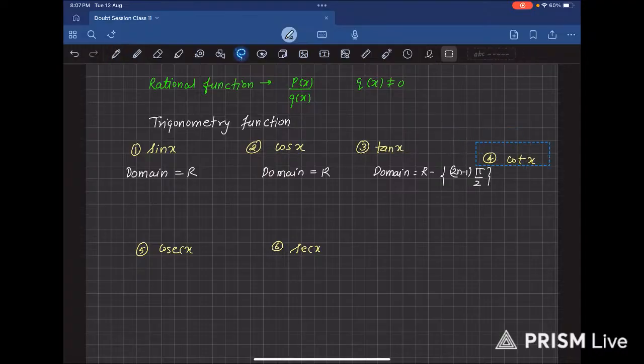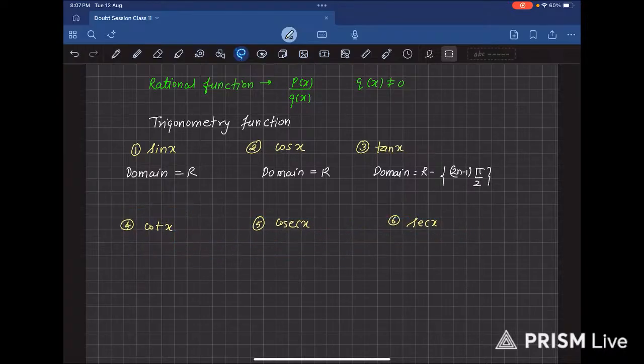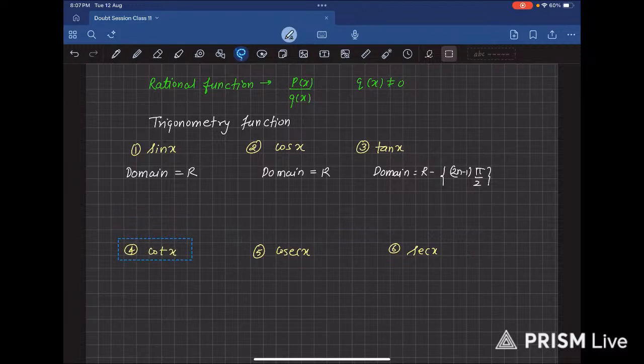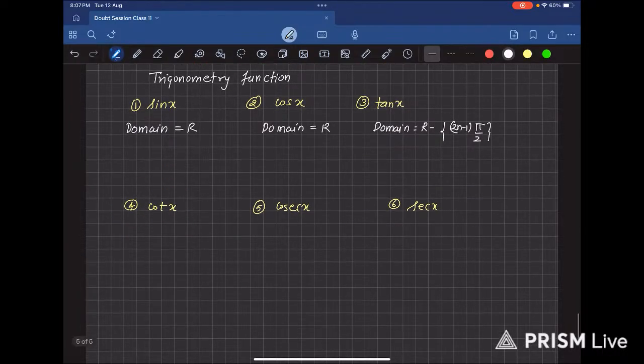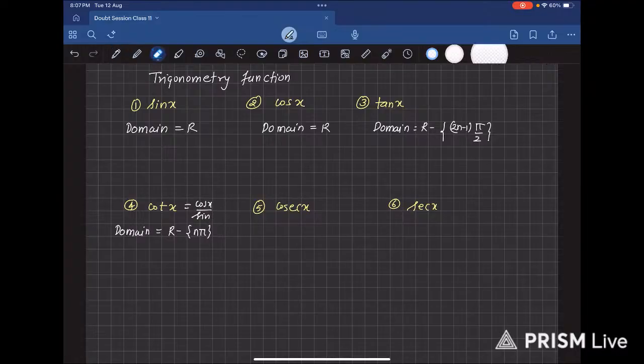Next is the fourth one, that is cot x. What is the domain for cot x? The domain is all real numbers minus n pi, because cot x is equal to cos x upon sin x, and sin x has 0 at every multiple of pi. So that is why we have to remove those values.